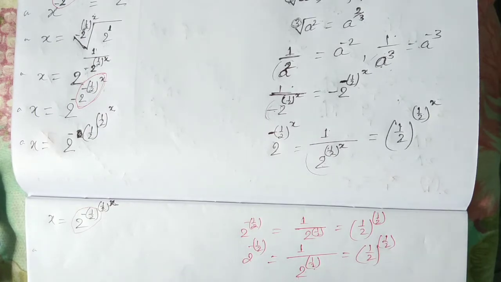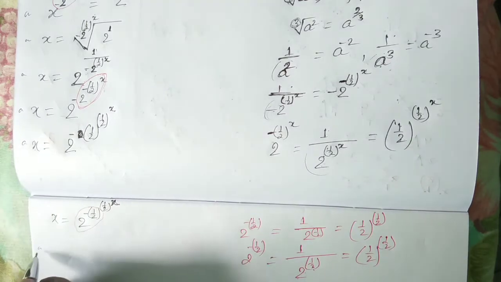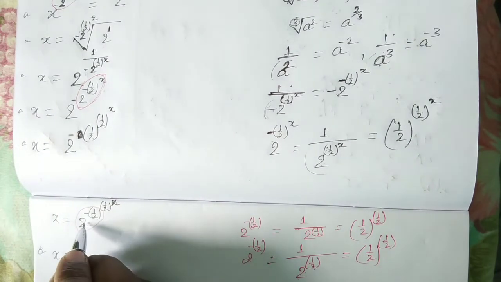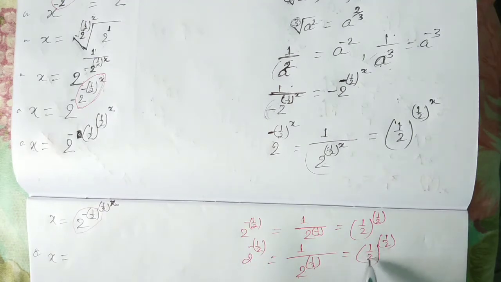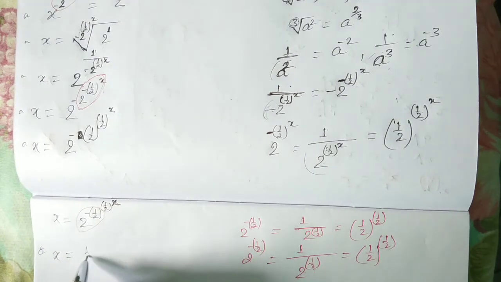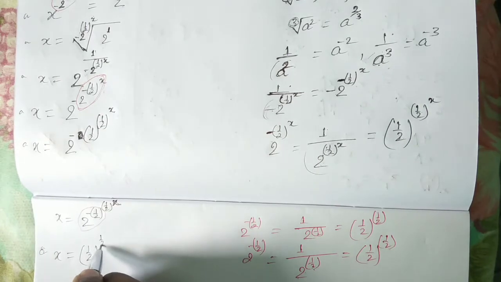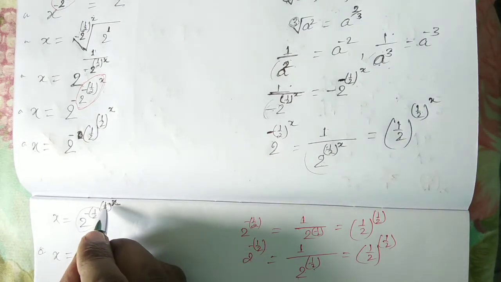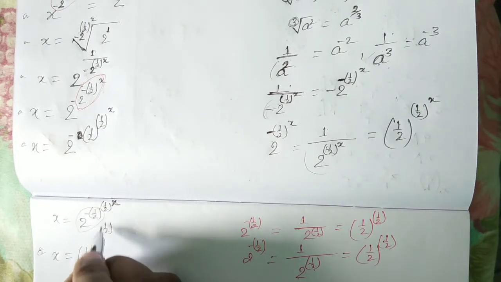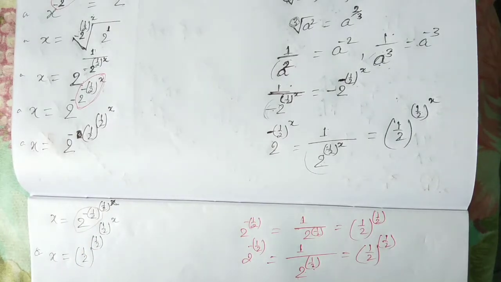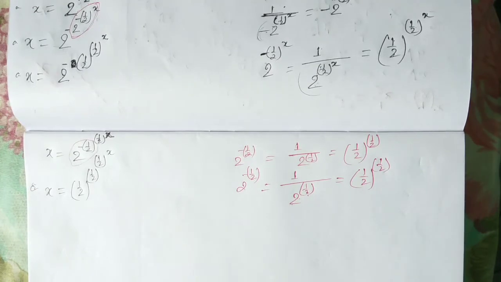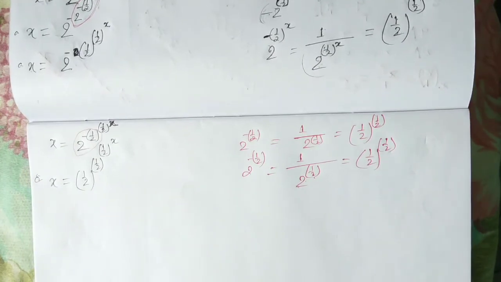I already explained it. So now this can be written as x is equal to 2 power minus 1 by 2, and 2 power minus 1 by 2 is 1 by 2 whole power 1 by 2. So 1 by 2 whole power 1 by 2, and its whole power we have here 1 by 2. So 1 by 2 whole power we have x here. So up to here we have already solved. Now we are very close to our answer.